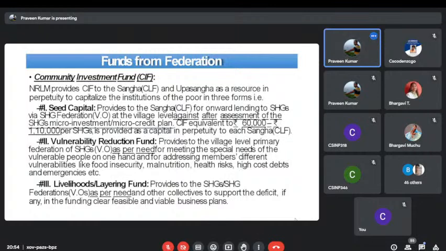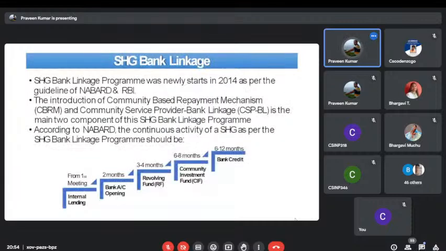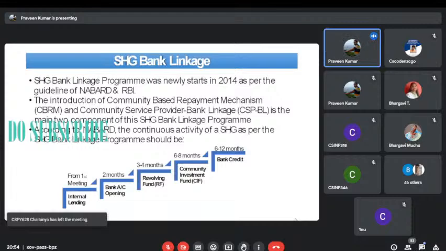Yeah. SHG bank linkage. It started in 2014 with guidelines of RBI. There is a strict guideline of RBI in providing this bank linkage. It started with internal lending, bank account opening, revolving fund, CIF, bank credit. If you see the last point, the 6 to 12 months bank credit is the last stair. Before that, internal lending, bank account opening, revolving fund, investment fund, all this should be done before bank credit.